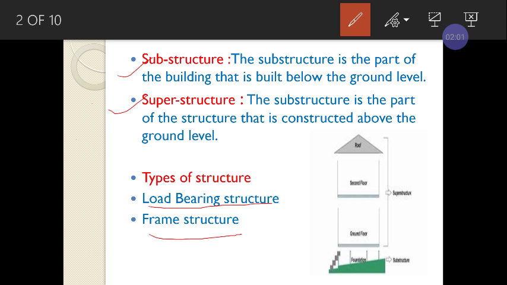Now we'll study the types of structure. The construction methods are of two types, that is load bearing structure and RCC frame structure. So what is a load bearing structure and what is an RCC structure? A load bearing structure is a structure in which the main external and internal walls are compulsorily equal to or more than 230 mm in size. It might be 300 mm or it might be 230 mm.